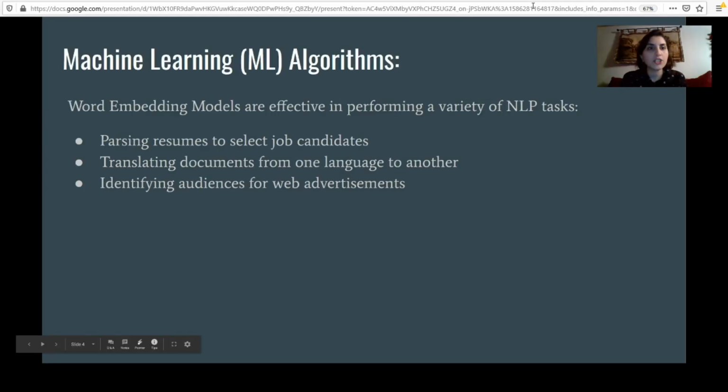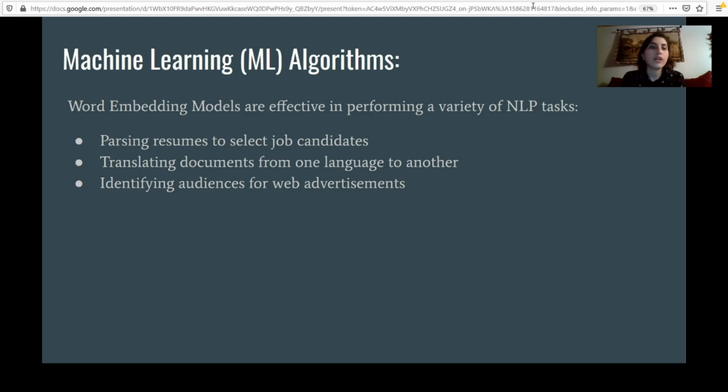Introduction. Machine learning algorithms are being used in different applications. Word embedding models are effective in performing a variety of NLP tasks, such as parsing resumes. For example, the AIs that parse resumes for a job candidate to get that position, if that AI is biased against women, what would happen? Who would get hired? It will most likely be men who get hired for that specific position, for example, a computer scientist or a computer programmer.